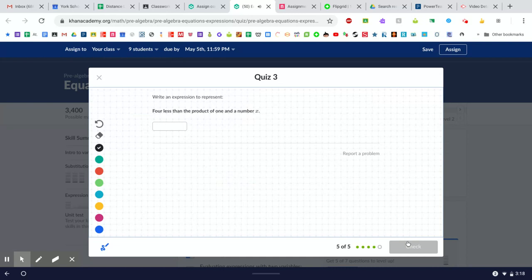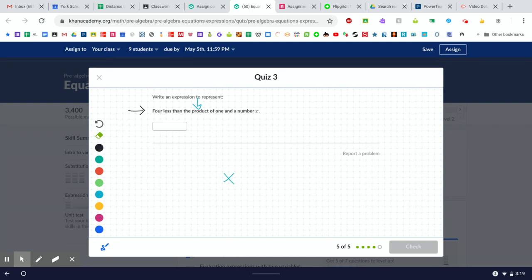We have one left. Let's do the last problem together. Write an expression to represent 4 less than the product of 1 and a number x. Oh, this was just like problems number 1 and 3, isn't it? This is the same kind of problem. So I'm going to look for those keywords that give me clues to the operations. The first clue is product. I know I have to multiply somewhere in here.